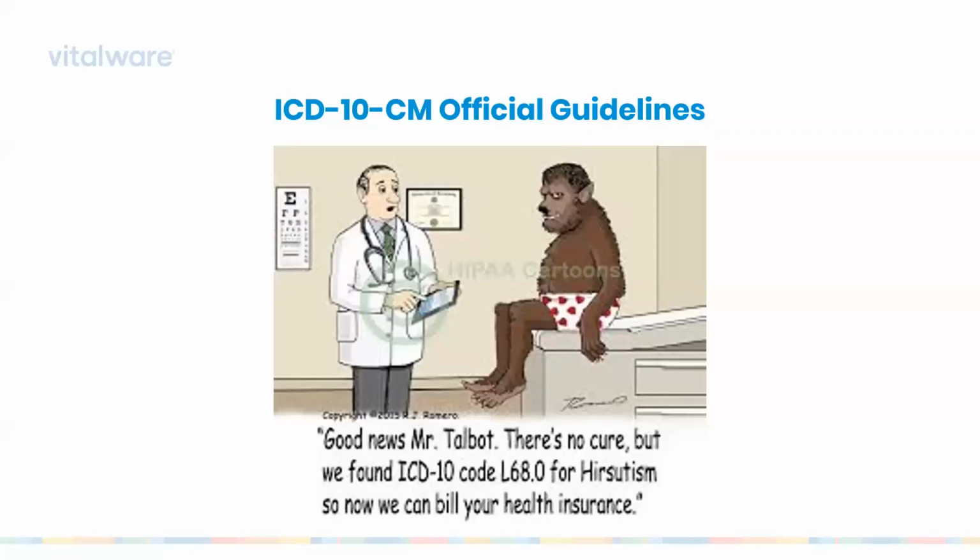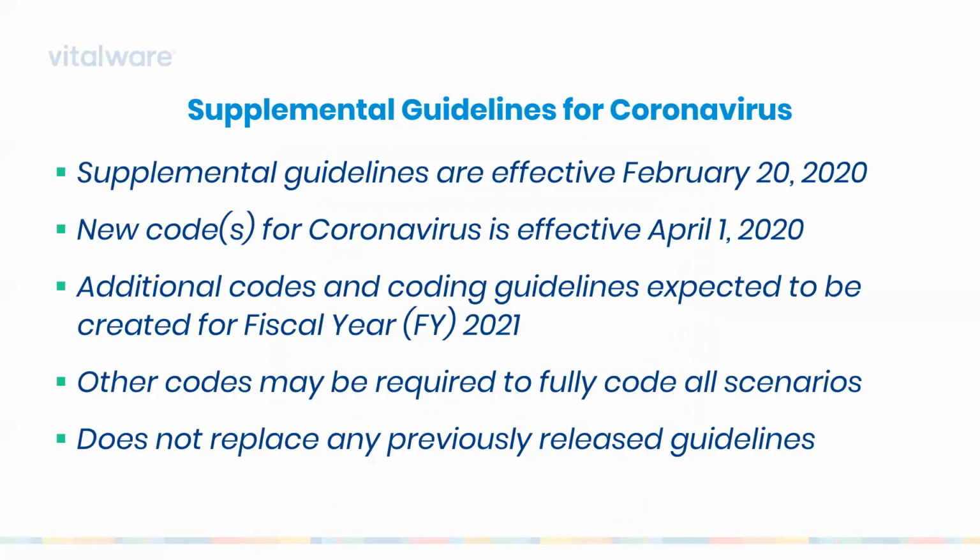So we had supplemental guidelines that were released on February 20th, and they are effective as of February 20th. I expect those to be updated again because that was prior to release of the new ICD-10 code. We have a new code for coronavirus that is to be effective April 1st. So I also wanted to highlight that as we go through here.